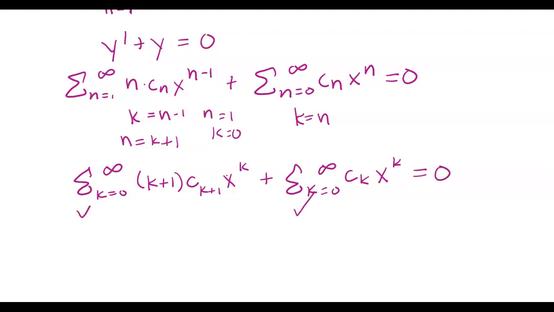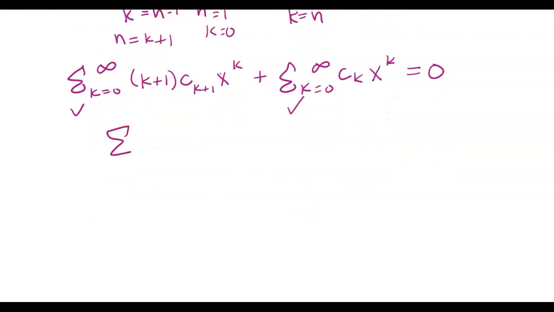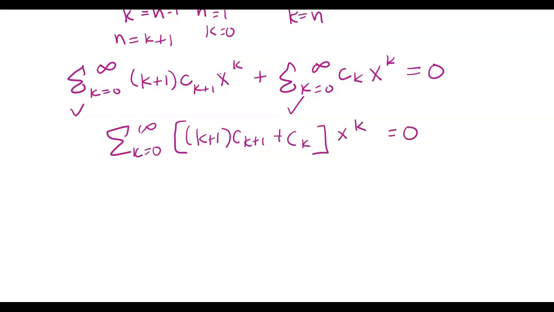Well, it's just so nice that these end up having the exact same index, so that is so great. So I can write this as one series, k equals 0 to infinity. I'm going to go ahead and combine my coefficients here and factor out that x to the power of k.